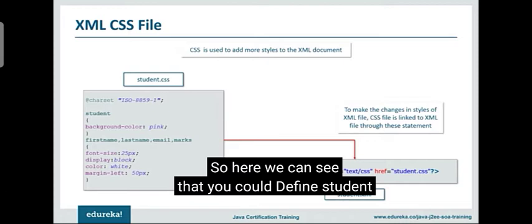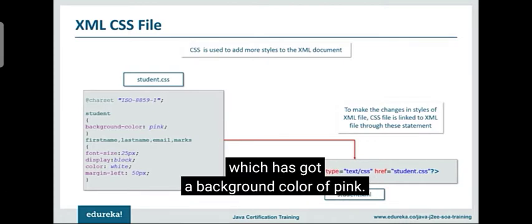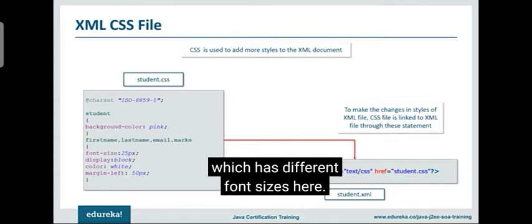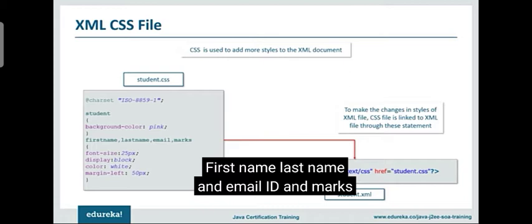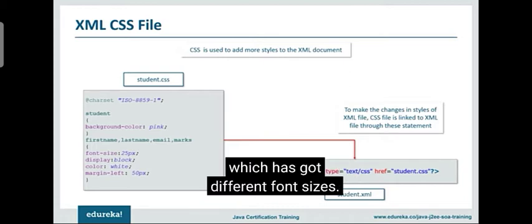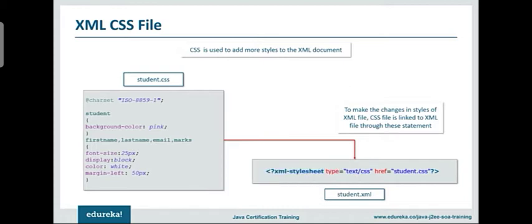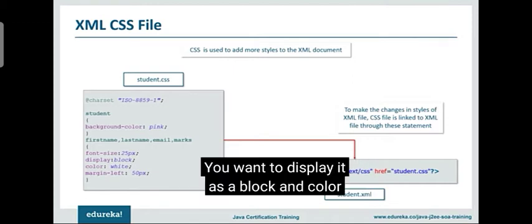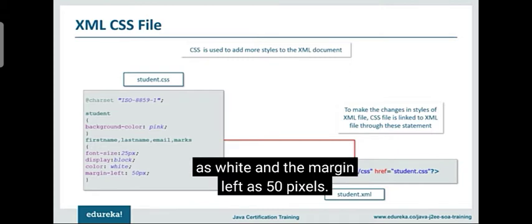So here we can see that you could define student, which has a background color of pink. Then you have first name, last name, email ID, and marks, which have different font sizes. So we want a font size of 25 for these child elements. We want to display it as a block, with color white and a margin left of 50 pixels.